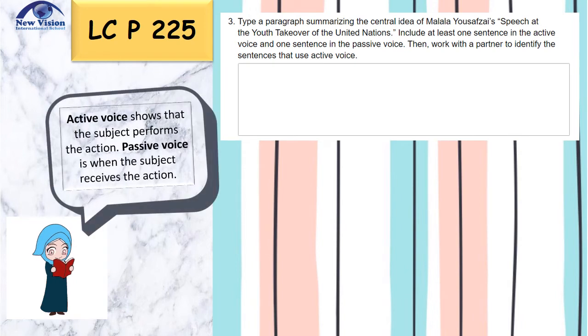Question 3. Type a paragraph summarizing the central idea of Malala Yousafzai's speech at the Youth Takeover of the United Nations and include at least one sentence in the active voice and one sentence in the passive voice. Then, work with a partner to identify the sentence that is used in active voice. Since you don't have a partner, why don't you just work on your own? Take time to answer this section.